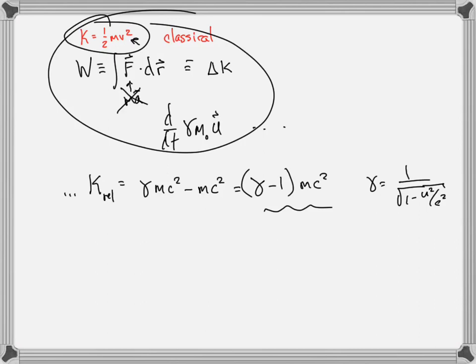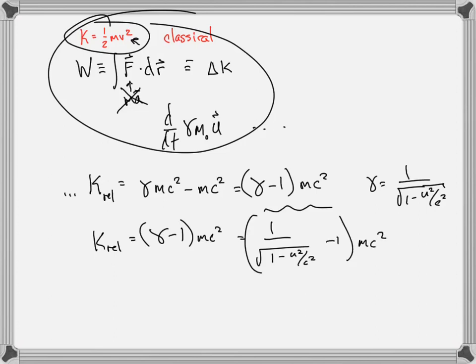Wow, that's different. But one of the things that must be true is that at low speeds, all of the relativistic things must be equal to the classical things. So let's see what this is at low speeds. K relativistic is equal to gamma minus 1 times mc squared, which is 1 over the square root of 1 minus u squared over c squared, minus 1, times mc squared, which is 1 plus 1/2 u squared over c squared.